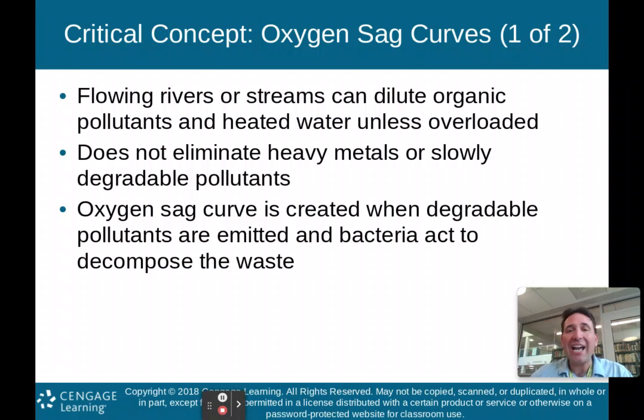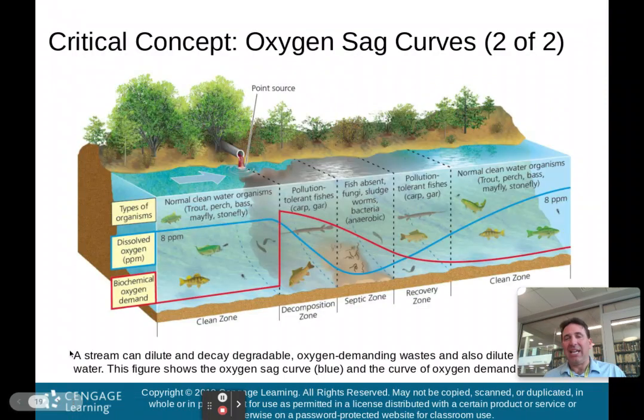An oxygen sag curve is created when degradable pollutants are emitted and bacteria act to decompose the waste. All right, so what does that mean? Here is your oxygen sag curve, basically in blue. So here we have a river flowing naturally, with normal, clean water. You've got your trout, your perch, your bass, your mayfly, your stoneflies in the water.